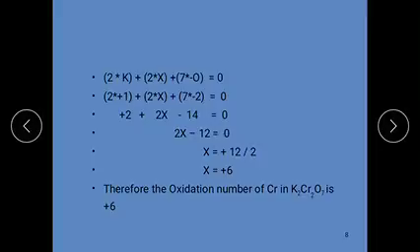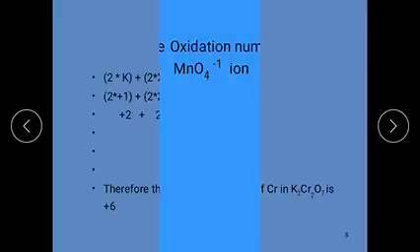Here the chromium oxidation number has not exceeded its group number; it is equal to its group number. So the calculated value of the chromium oxidation number is right.